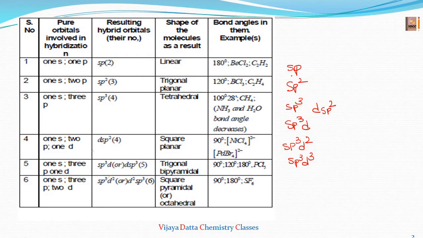In sp hybridization, the s and p orbitals are said to be hybrid orbitals. In the case of sp3d, the s orbital, p orbitals and d orbital are said to be hybrid orbitals. So the orbitals which participate in the hybridization are said to be hybrid orbitals, and the complete phenomenon is called hybridization.